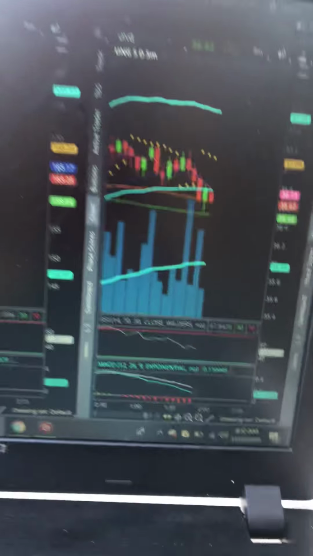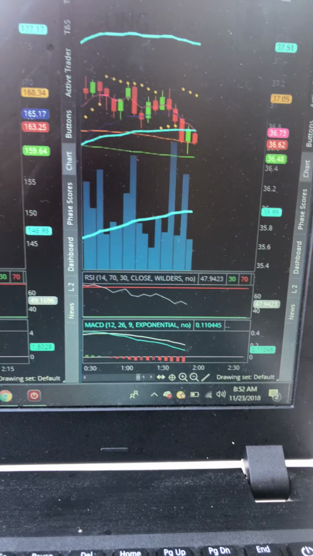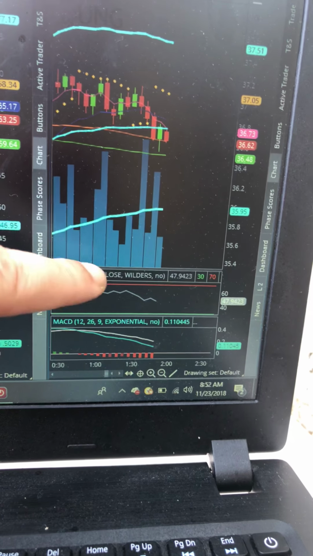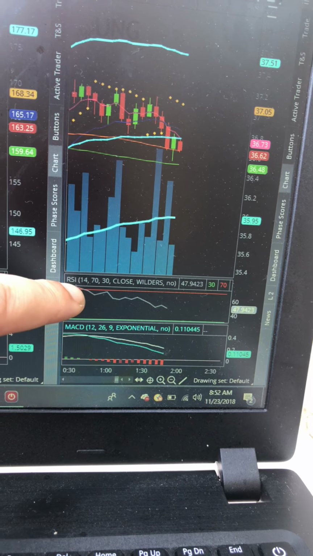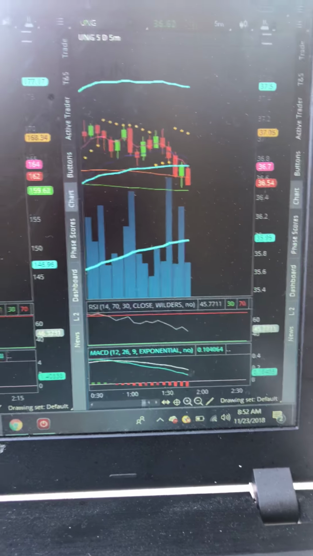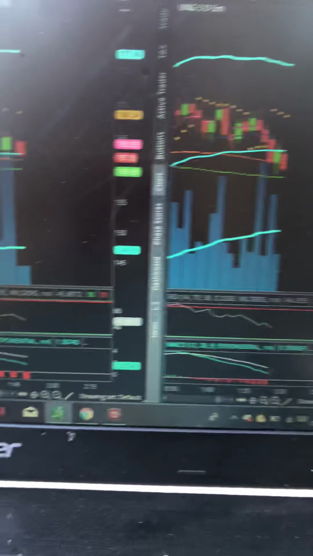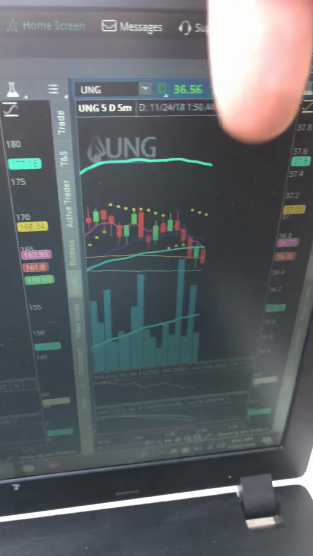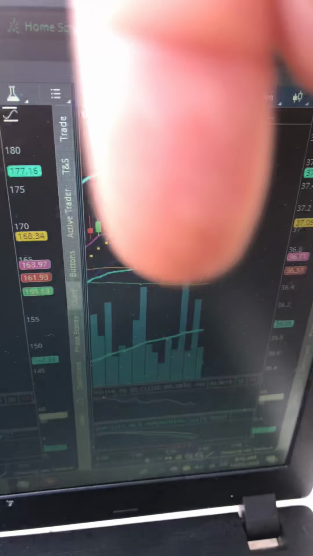But if we look at this chart and this pattern, do you see how this relative strength index and this MACD are pointing down? Okay, and it went down. UGAS goes down when UNG goes down, but when UNG goes down and UGAS goes down, DGAS goes up.